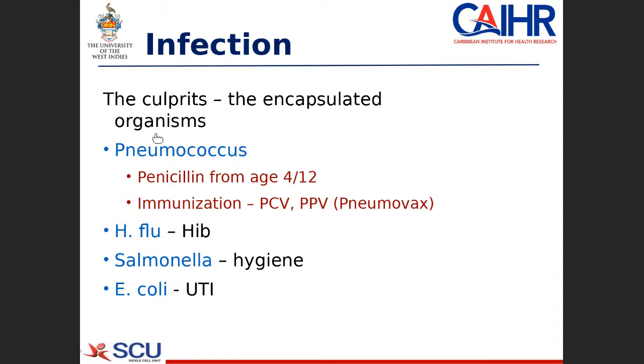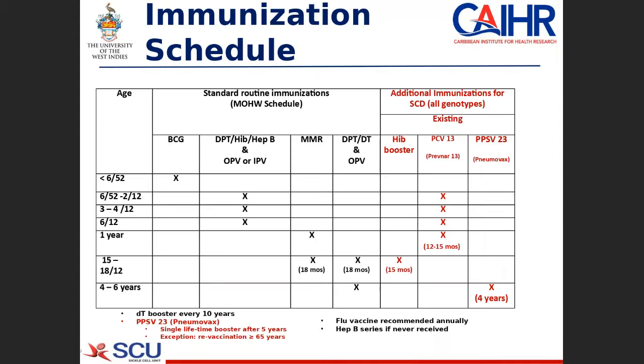What can we do to prevent infections? Because that's part of our mandate, as part of health maintenance. For pneumococcus, we recommend penicillin prophylaxis, and there are also immunizations. For Haemophilus influenzae, there's a Haemophilus influenzae vaccine. For salmonella, it is basically educating patients about food hygiene.